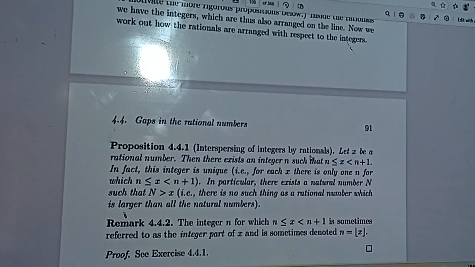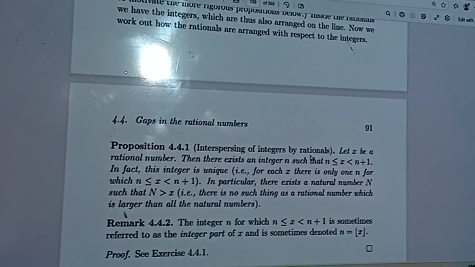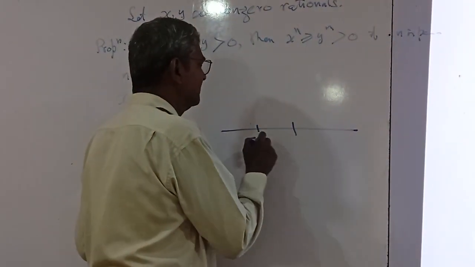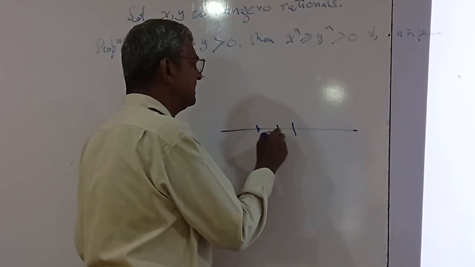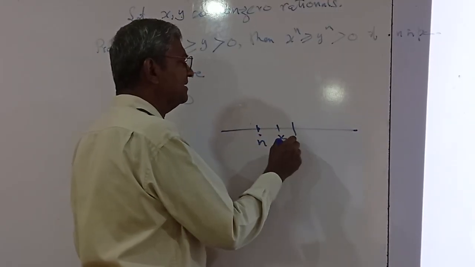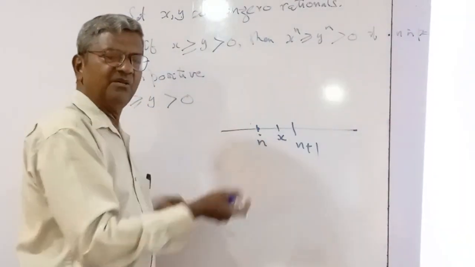This result is true not only for rational numbers, but for any real number. If you are given a real number x, you can find an integer n such that n is less than or equal to x, and of course x is strictly less than n plus 1. What this says is, no matter which x you choose, it can be here or it can be here. This is n plus 1. Any real number must be like that.